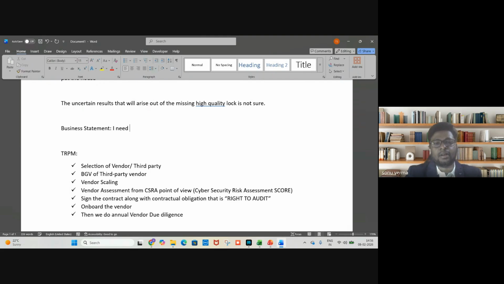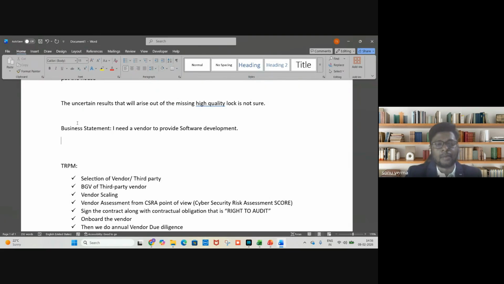I need a vendor to provide software development. Okay, now with the business statement, we come with a problem statement. What are the problem statements that will arise if I am hiring a vendor? The foremost thing, client data security.